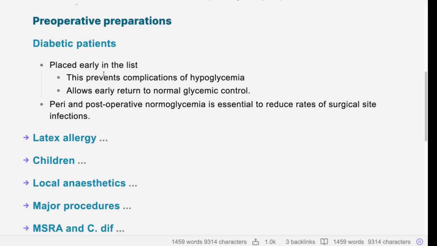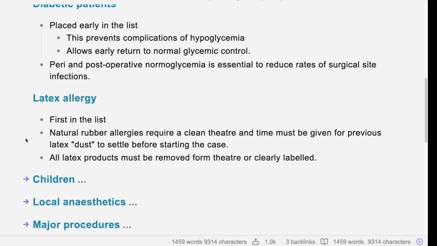The other one is latex allergy. In surgery, you're using lots of things that have latex in them. The latex usually has some powder in it, and this powder can stick to some of the instruments, the beds, or even the environment of the operating theatre. So we need to give some deep cleaning to that area before operating on a patient who has latex allergy. These patients, you either start with them first on the list, or maybe keep them at the end after doing a deep cleaning.